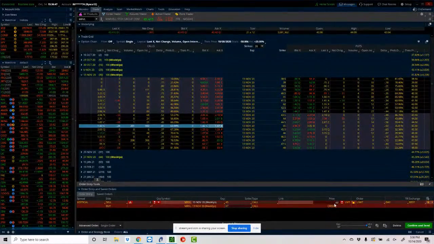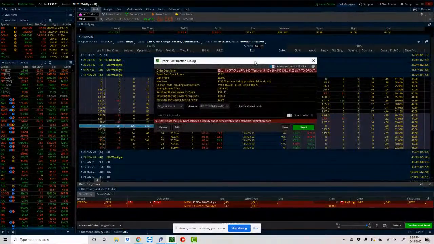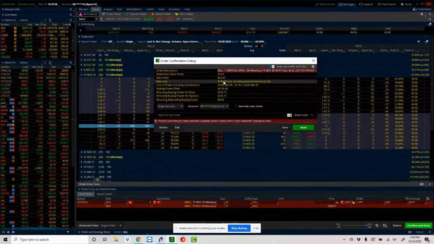Right now, we're currently pricing this spread at 62 cents. If I click on confirm and send, we would be collecting $62 per spread. That's the max profit potential on the trade. My max risk is $138. That's also the capital required per spread to put the trade on. We're right around risk 2 to make 1. I'm okay with that because we've got 5 ways of making money on this position.